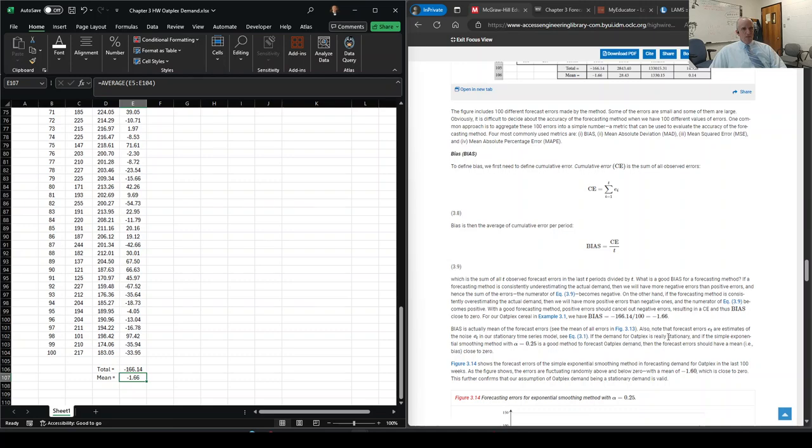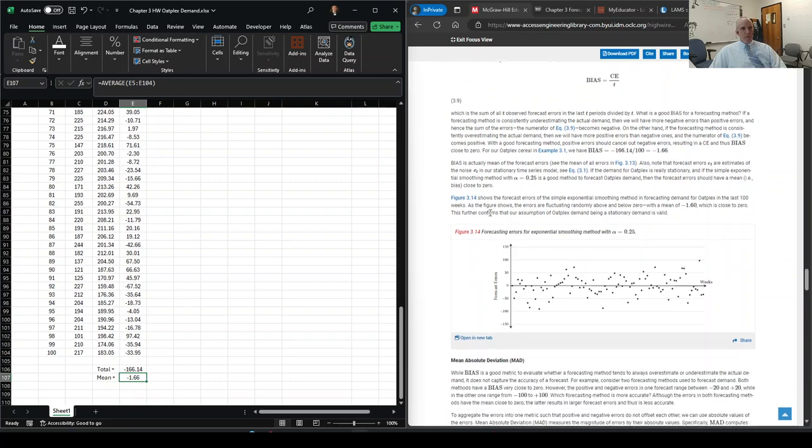If the demand is really stationary, and if the simple exponential smoothing method with alpha of 0.25 is a good method, then the forecast error should have a mean close to 0. So all that error should average out. The errors are fluctuating randomly above and below 0 with a mean of negative 1.6, which is close to 0. This further confirms our assumption that the Oatplex demand is a stationary demand. It's pretty valid.